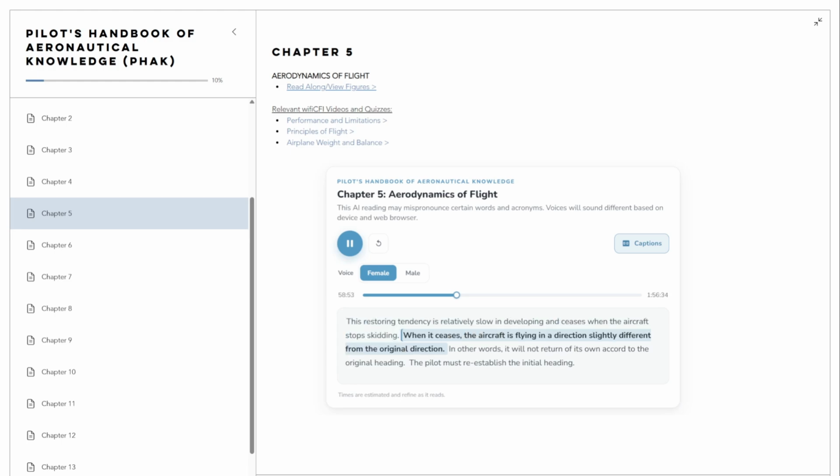When it ceases, the aircraft is flying in a direction slightly different from the original direction. In other words, it will not return of its own accord to the original heading. The pilot must re-establish the initial heading.